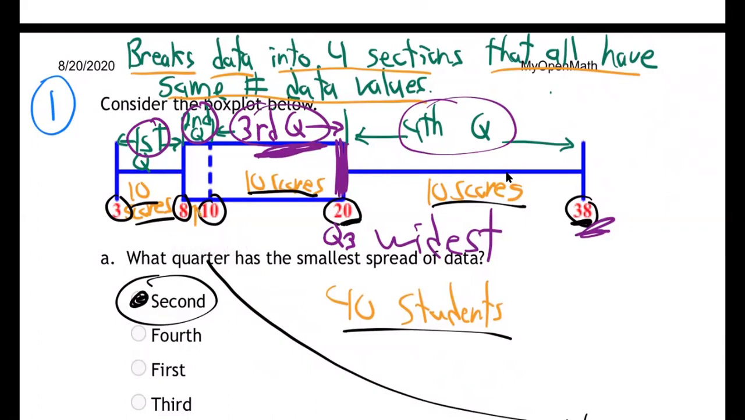Let's go back here. And so this is Q2, the end of the second quarter, at 10. Q1, 8 is the end of the first quarter, isn't it? Everybody see that? So Q1 is the end of the first quarter, 8. Q2 is the end of the second quarter, 10. Q3 is the end of the third quarter, 20.